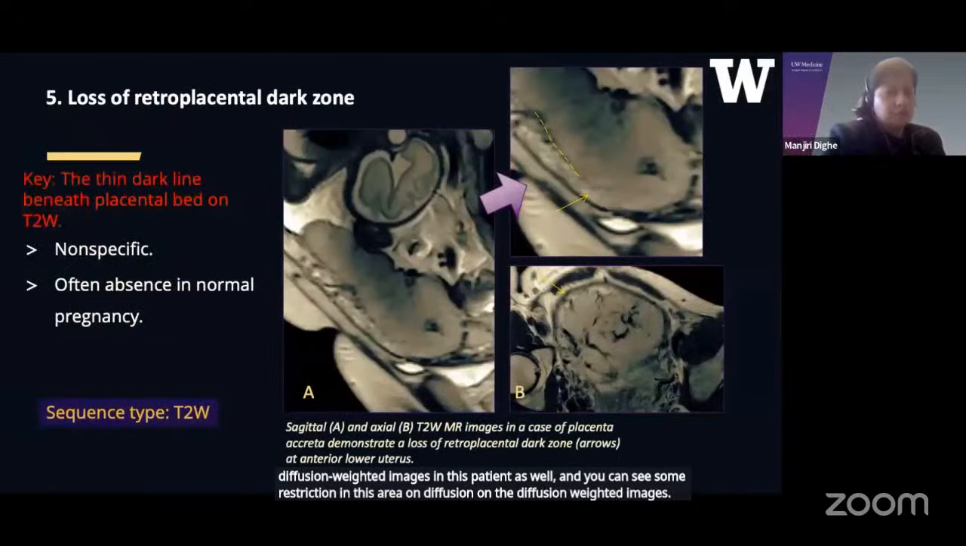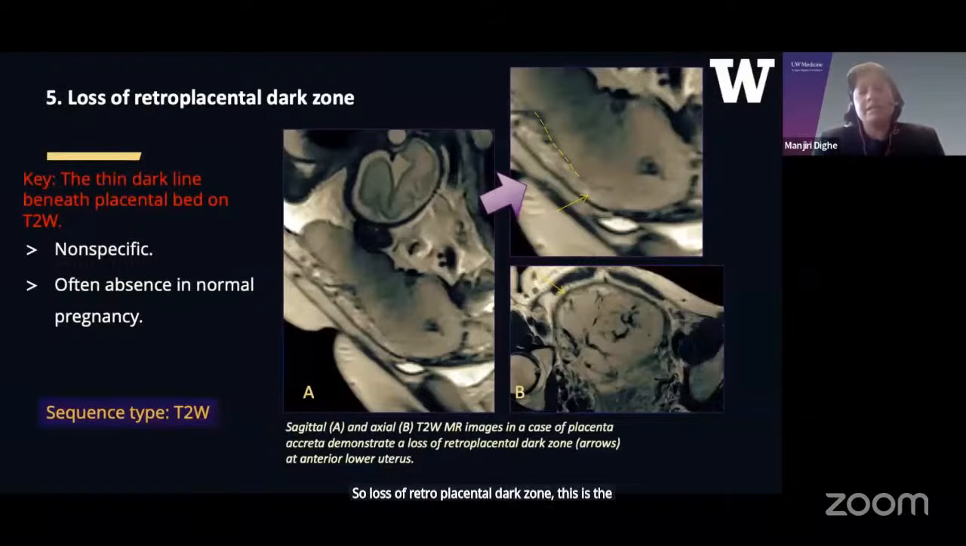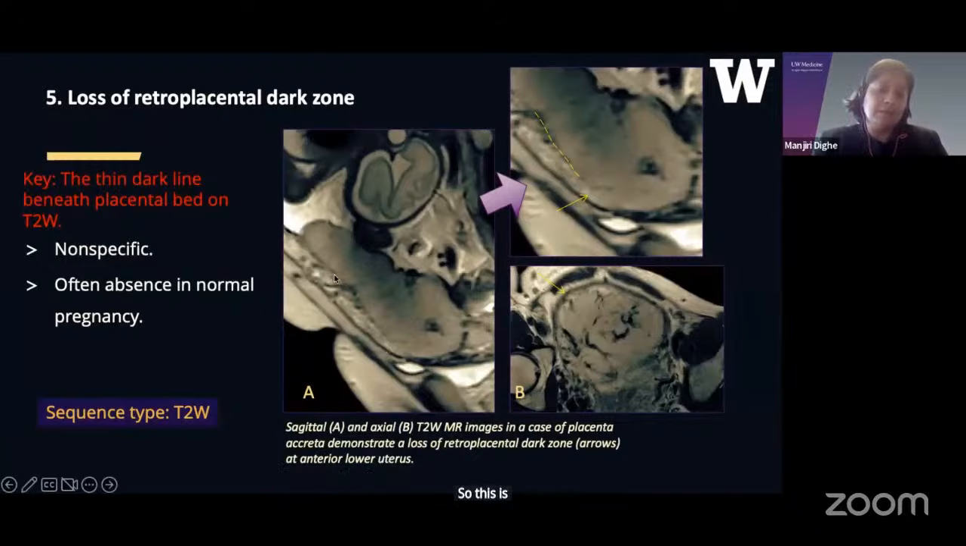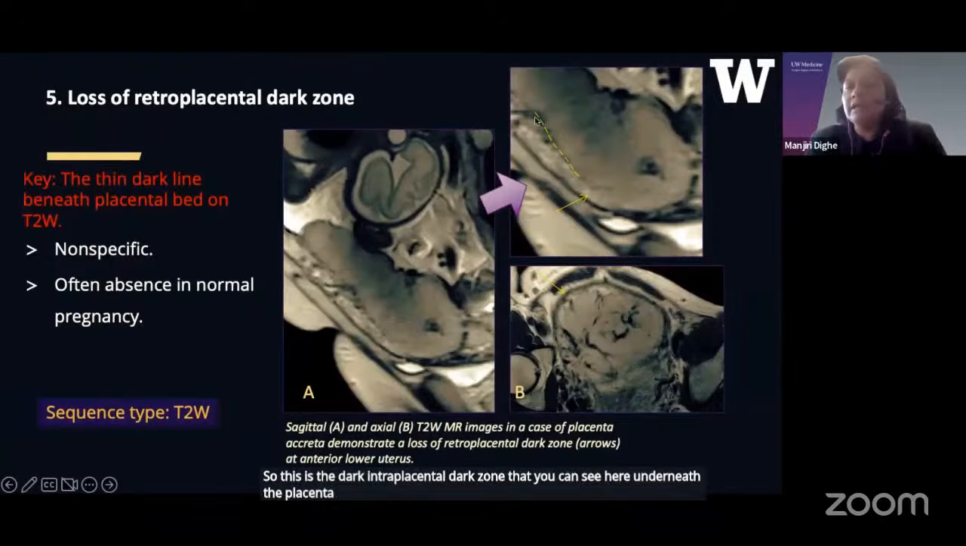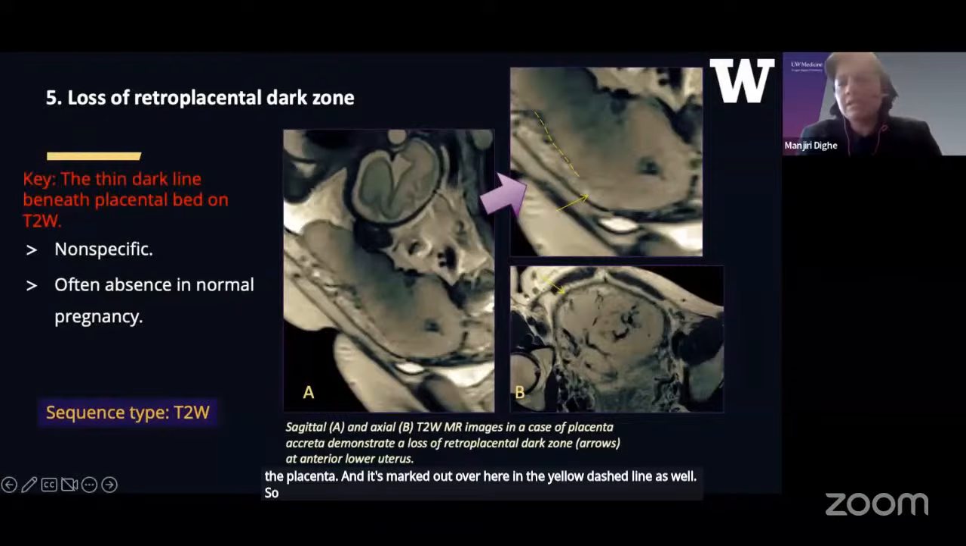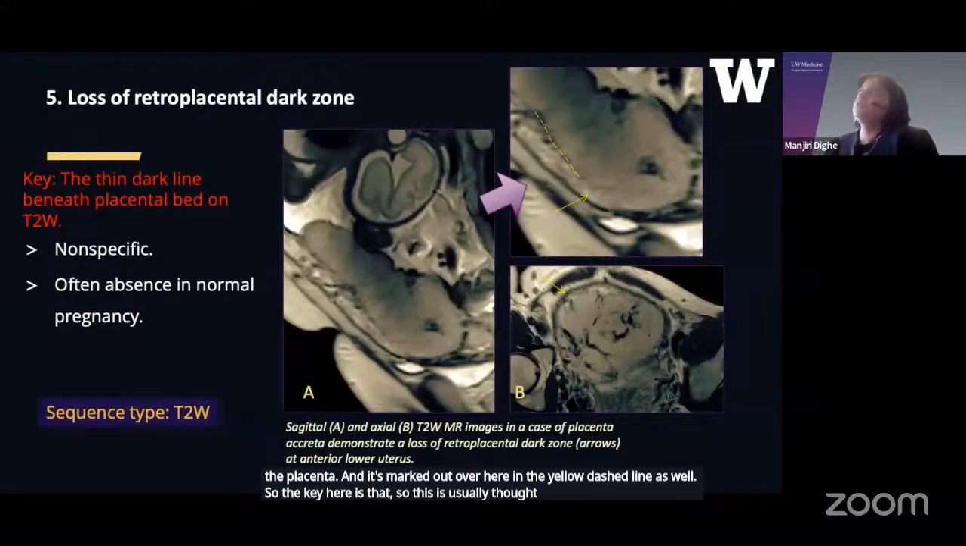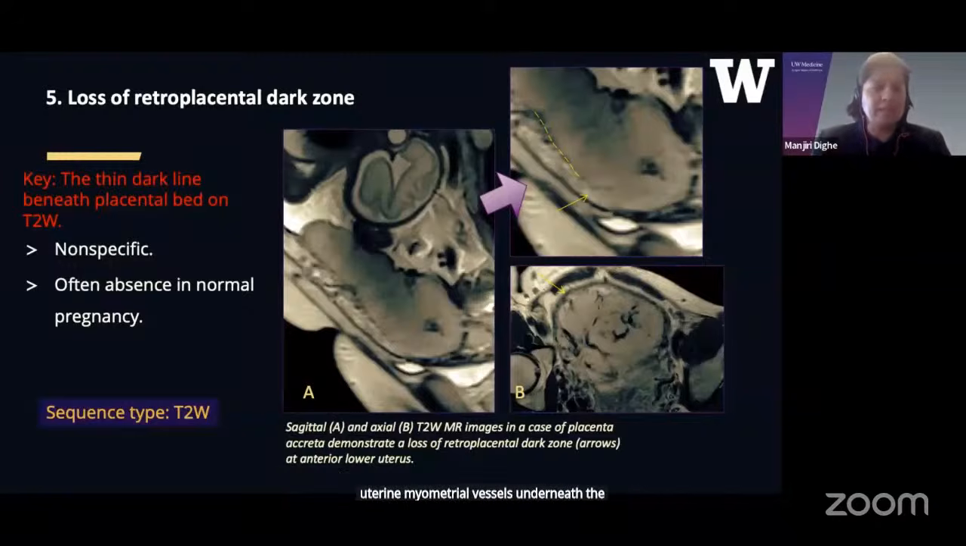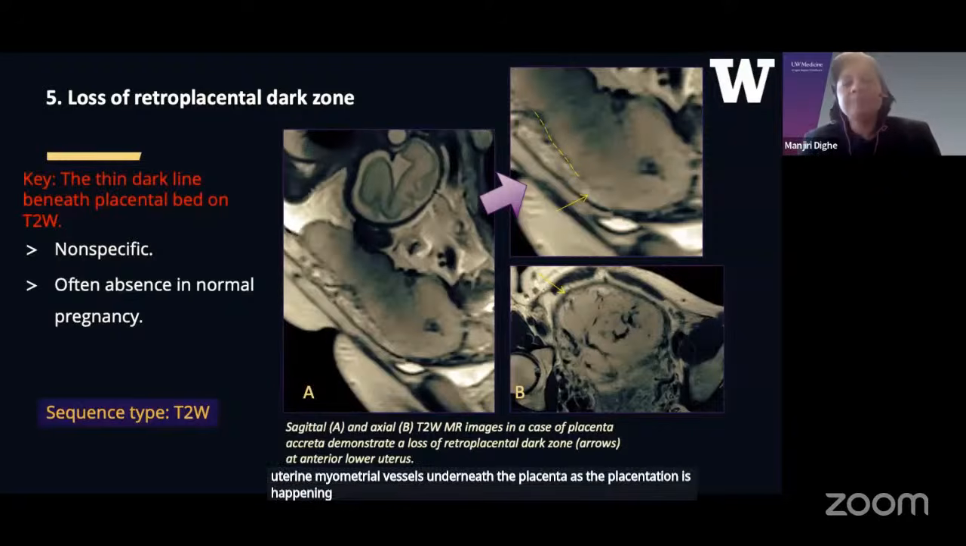So, loss of retroplacental dark zone. This is the thin dark line that is seen beneath the placental bed. So this is the retroplacental dark zone that you can see here underneath the placenta. And it's marked out over here in the yellow dash line as well. So the key here is that this is usually thought to be due to compression of some of the uterine myometrial vessels underneath the placenta as the placentation is happening. It's very non-specific. You may not be able to see it in some normal pregnancies as well.